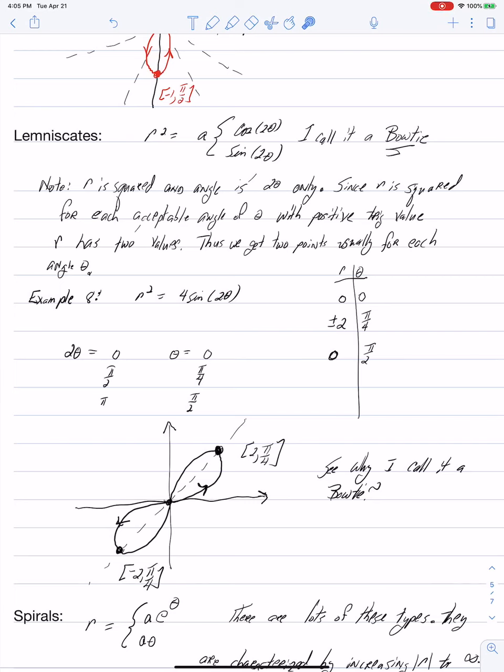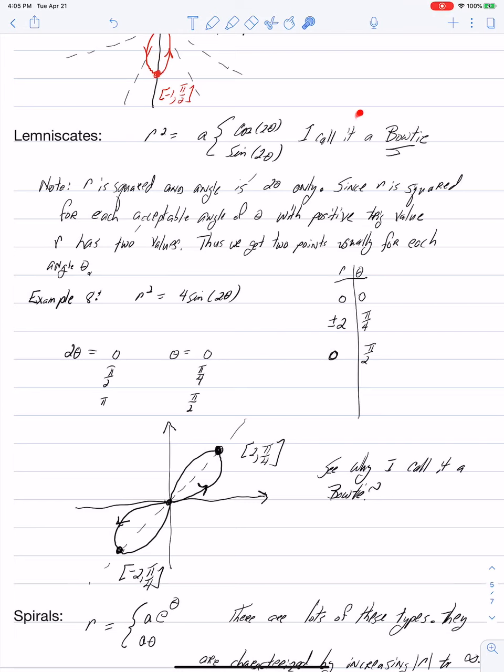So how does it go? I start at 0, and then I trace this way. I also, by the way, trace this way because r is either plus or minus. So at the polar point 2, pi over 4, I'm there. And down here at minus 2, pi over 4. And then I go back to the origin again, right? Each value of theta, again, gives me two values of r, one positive and one negative.